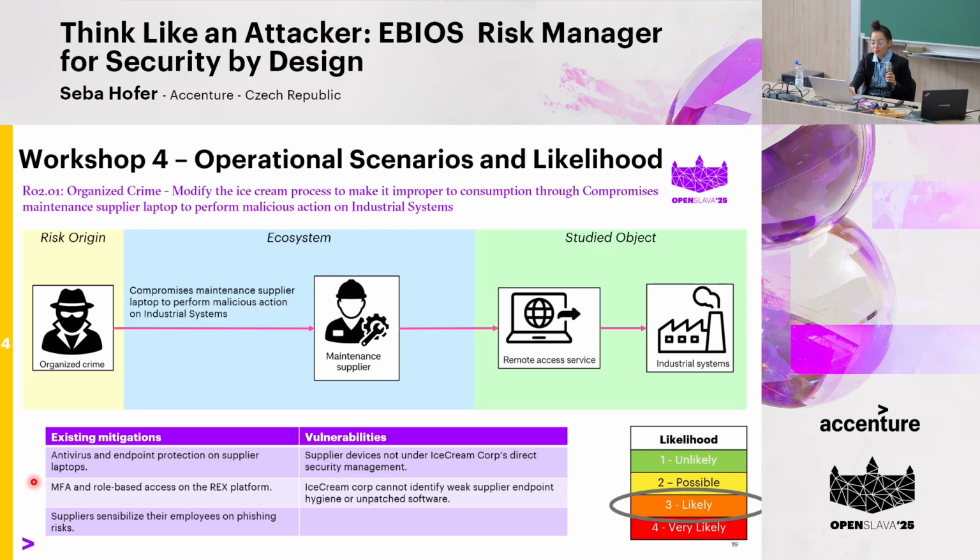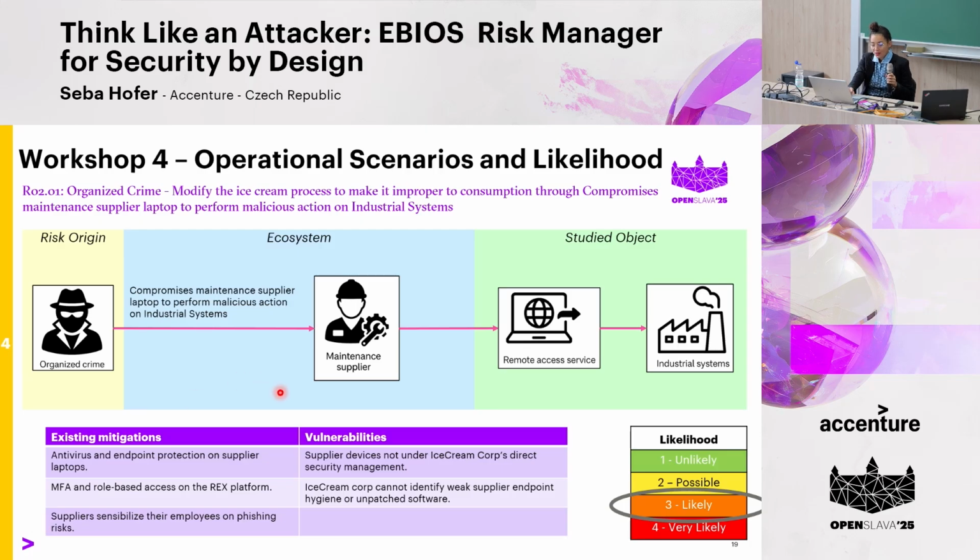But if the attacker already compromised the laptop, they can just wait for the maintenance supplier to connect through legitimate access, and then they already have access. So if they have access to the laptop, they can manipulate the legitimate access. Also, they made sure that the suppliers had some security training about phishing risk. Phishing is one of the main ways to compromise the laptop.